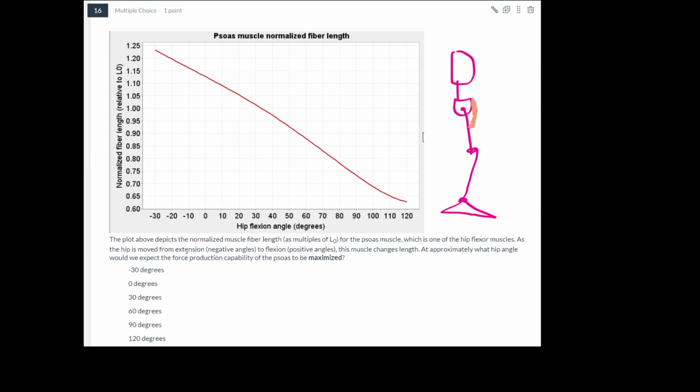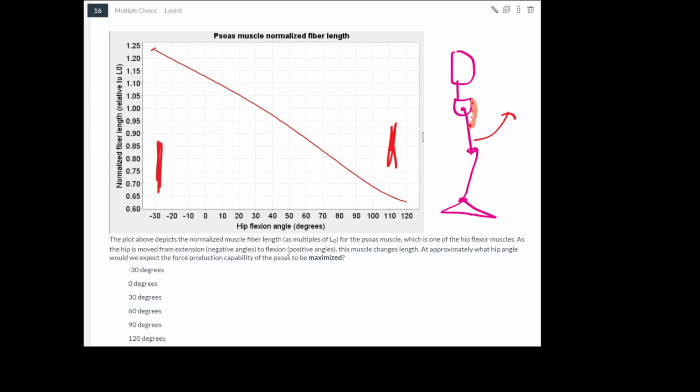As the hip is moved from extension, which is negative angles down here, to flexion, positive angles up here, this muscle length changes. That would make sense, right? As you flex the hip, you could see how this muscle would get shorter. And indeed, we move from, say, this 1.25 down to 0.7 from here to here. So clearly this muscle is getting shorter. One of the things that people often worry about with this muscle is if you sit a lot, you spend a long time with the muscle very short, and then it gets tight.